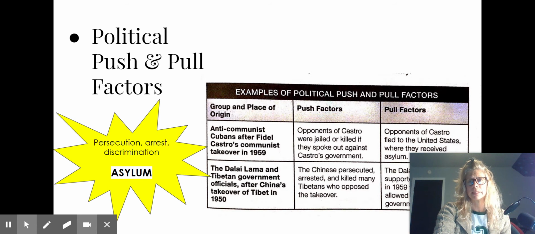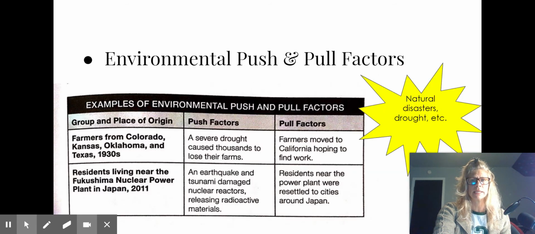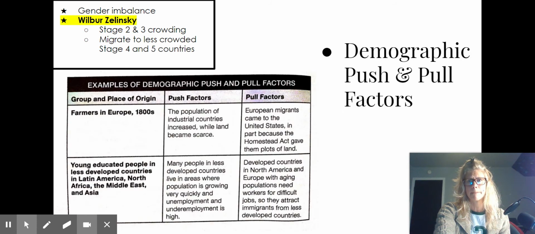So that would be an example of political. And then last is going to be environmental push and pull factors. And I often use the natural disaster of Hurricane Katrina, which pushed people out of New Orleans. Okay. And here, you could also say a pull factor is a very ideal or pleasant climate that somebody would be pulled to a different location for.